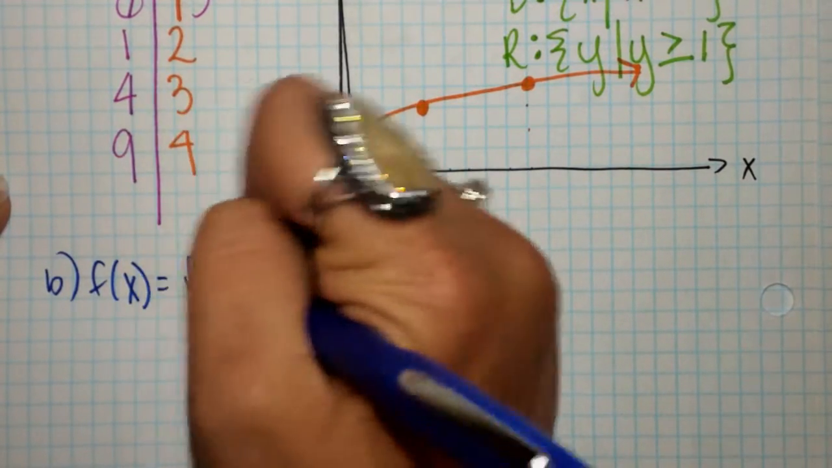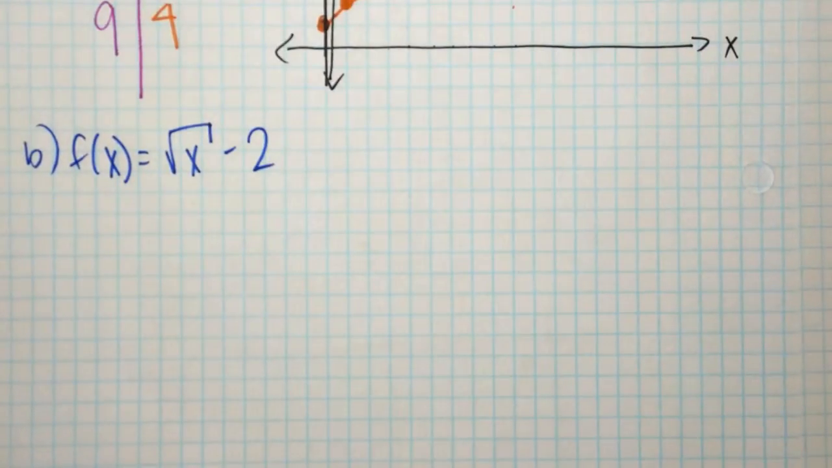Alright, B. The square root of x minus 2. Now, since it's minus, do you think it's going to move it up or down? Up. Yeah. X can't be negative. F of x can be because f of x is y. So plug in the same x values. Use 0, 1, 4, and 9. Always use perfect squares or numbers that will give you perfect squares.